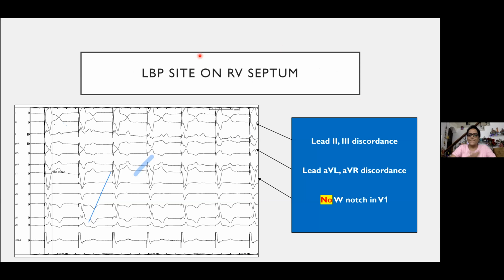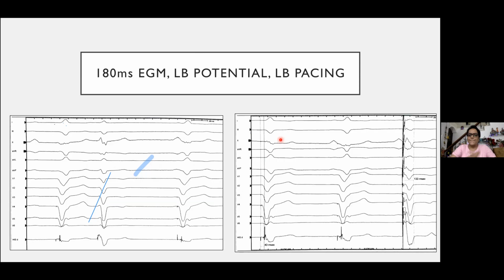So this is a left bundle site where we paced, and the classical things are here. And this patient, look at the EGM. This patient had so much scar. The EGM is huge, around 180 milliseconds total EGM duration. You can see two spikes. One is the pacing spike from RV, and then you see a very sharp spike. This is a left bundle potential. I'm showing this after screwing the lead. It's a very classical left bundle potential.